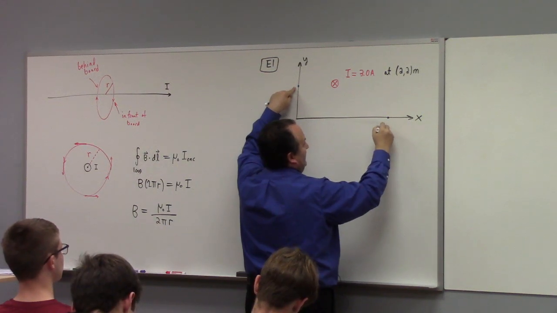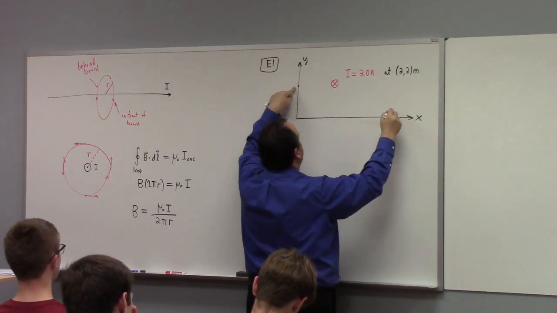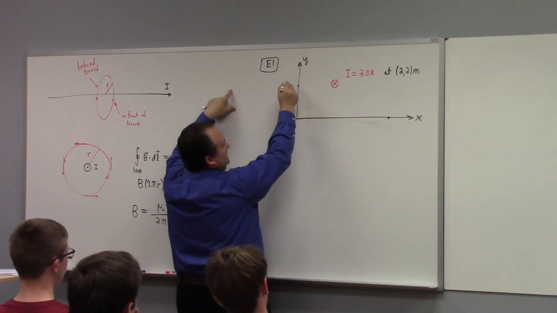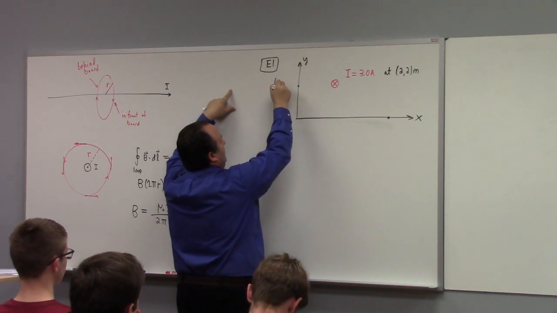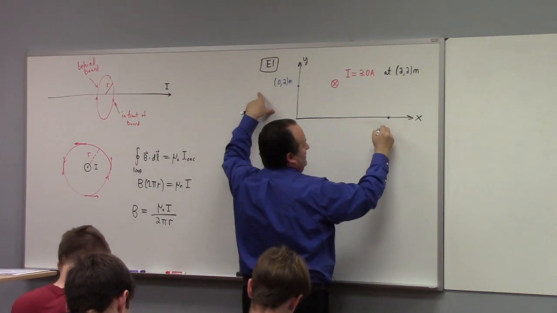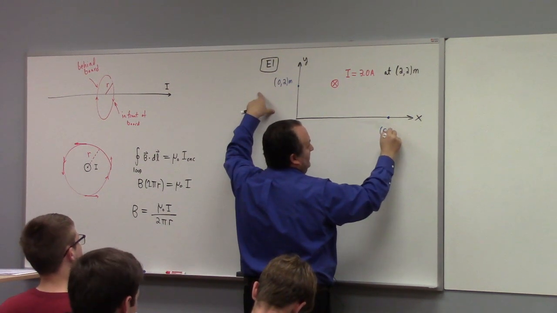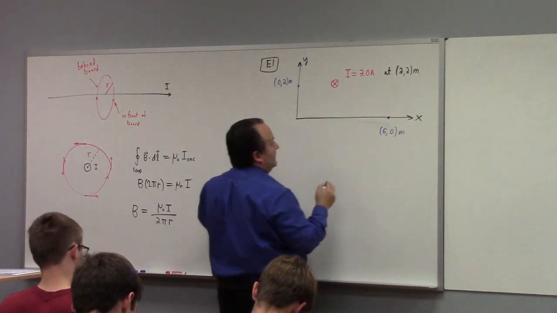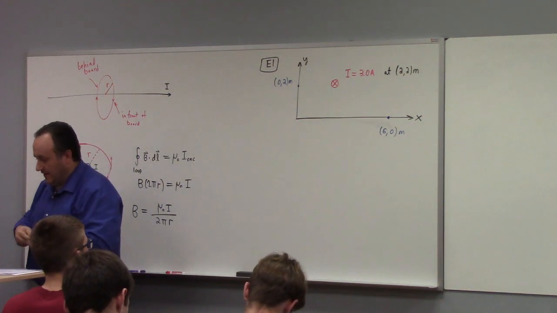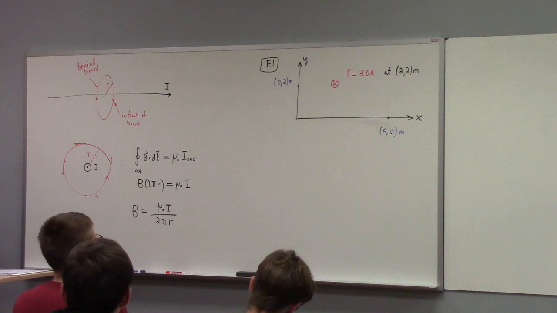The points I have in mind are, let's say, this one here, which is going to be 0, 2, and this one over here will be, oh, I don't know, 6, 0. So again, the question is to find the magnitude and standard angle for the magnetic field due to this very long line current at those points.